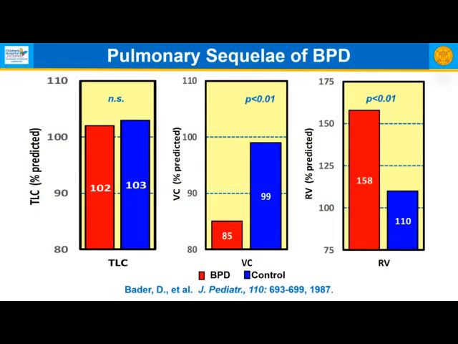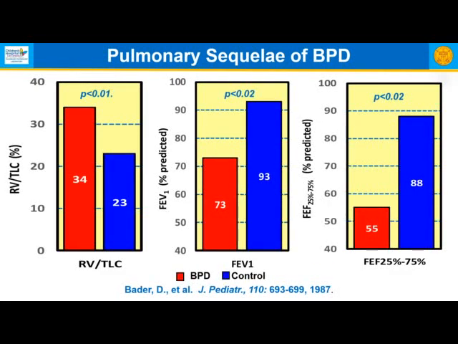And this is what he found. Between the BPD and controls, there was no difference in total lung capacity. Vital capacity was significantly lower in the BPD babies, and residual volume, or hyperinflation, was significantly higher. The ratio of residual volume to total lung capacity was significantly increased in BPD. Measures of airway obstruction, FEV1 and FEF25-75, which we'll talk about in more detail, were significantly decreased in BPD.